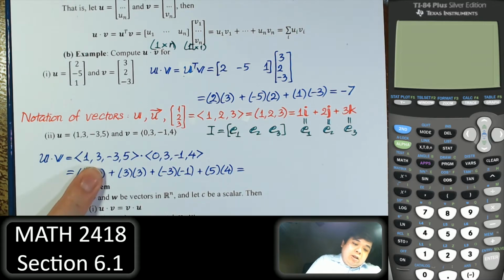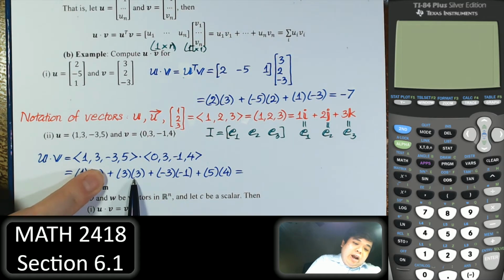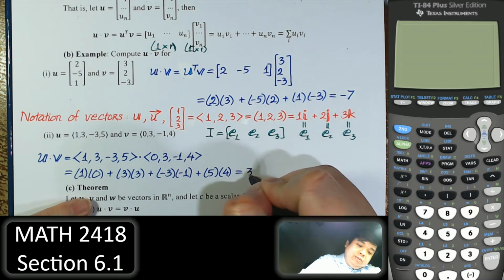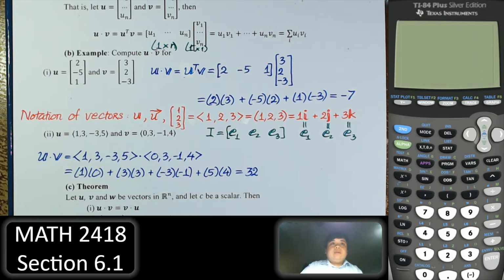Right, so that is 0, 9, 29, and 3, which gives 32. Of course, here we can just do it by hand, but I just want to show what we can do if we need a calculator when things get more complicated.